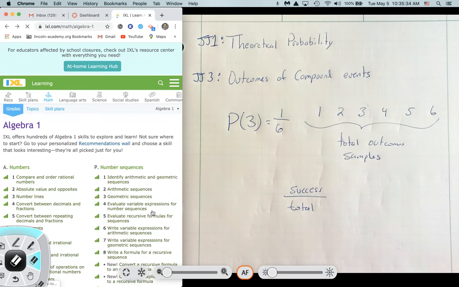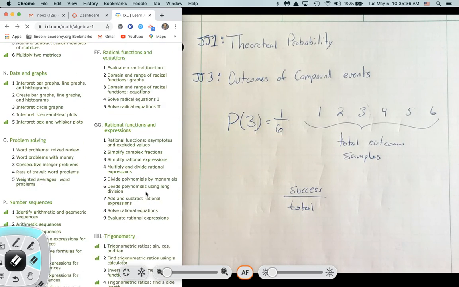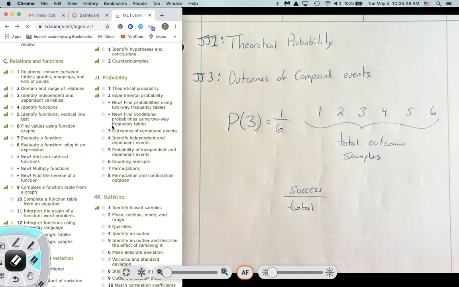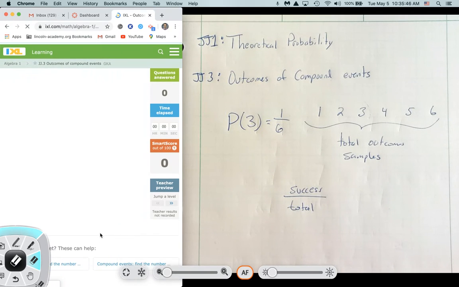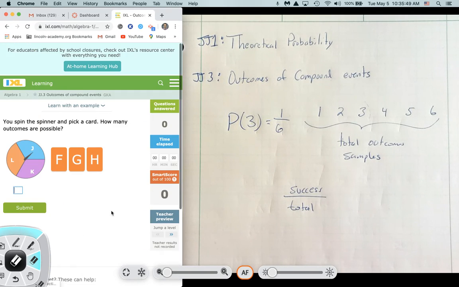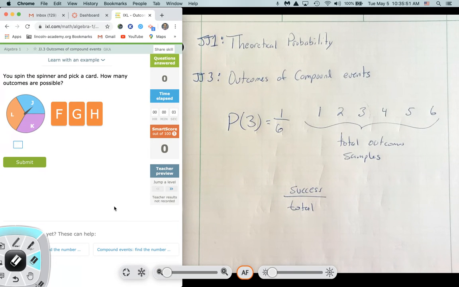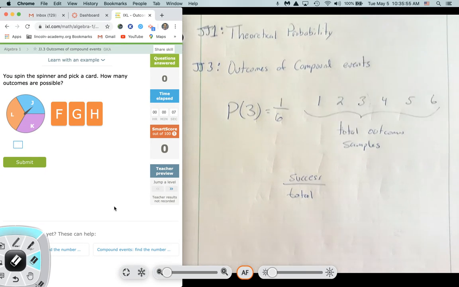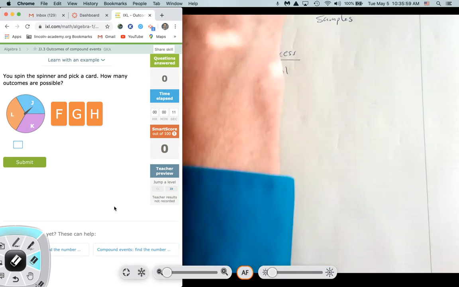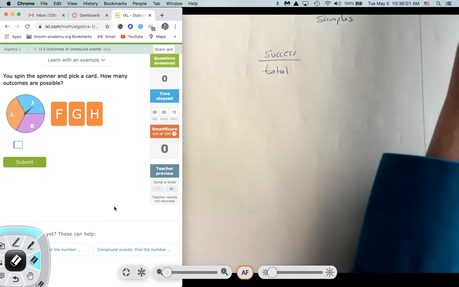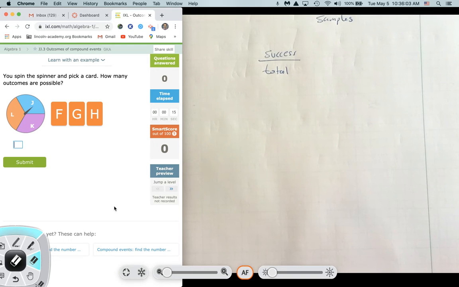The number 3 here, when I get to JJ3, outcome of compound events. Compound events basically mean we're doing 2 things simultaneously, or maybe 3, or maybe 4, and we want to know what's the probability of a combination of things happening. Probably the best way to do this, if you're struggling on learning this material, is to do what's called a tree diagram.